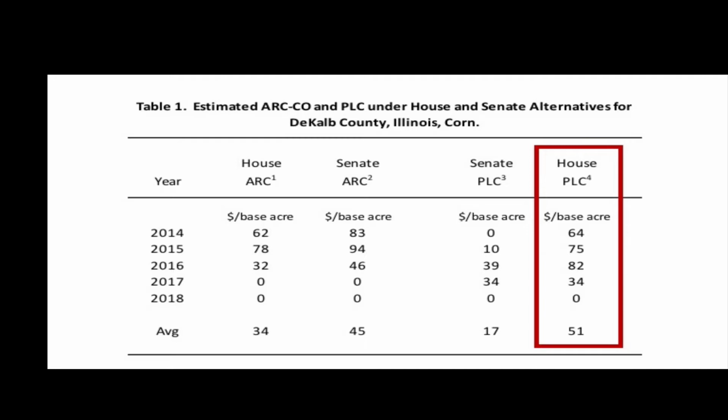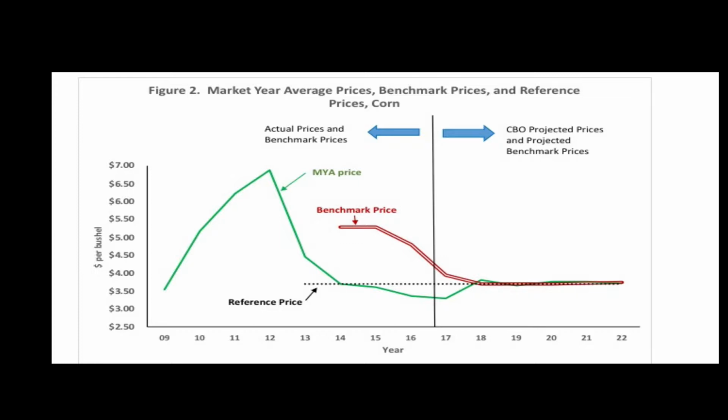Now we want to look a little bit forward. That's historical, which gives us a feel for how the four programs would work. Moving forward, we're in a totally different price environment, and these alternatives are going to perform differently. In particular, we have prices projected to be close to the reference price. CBO is using prices close to the reference price in making its forward projections, and that's roughly $3.70. Those prices vary a little bit by year, but what that would cause is the benchmark price to come down to that reference price. So ARC County will trigger based on a reference price of $3.70, and that's the same price as PLC.